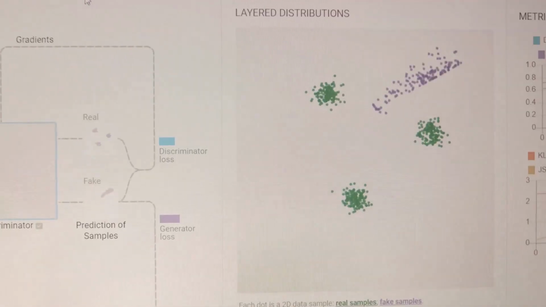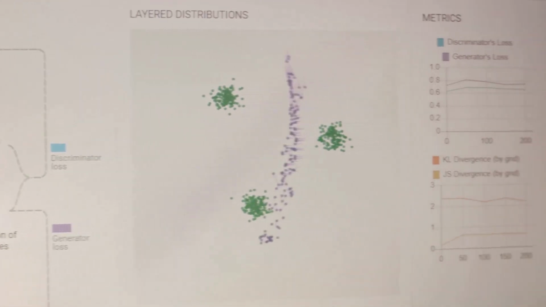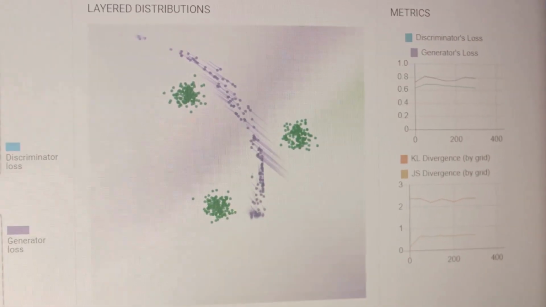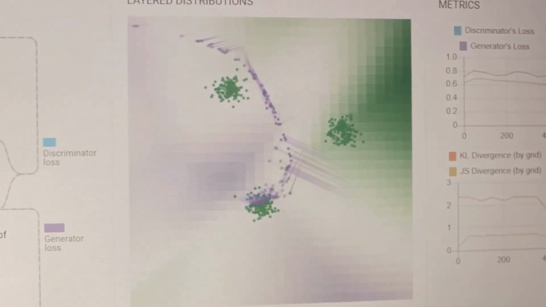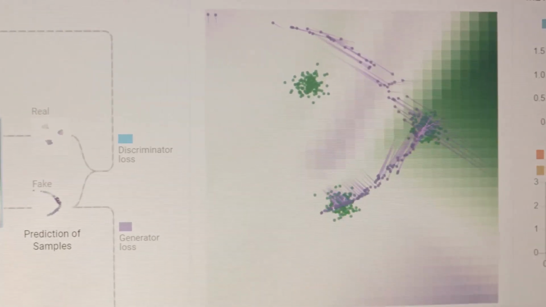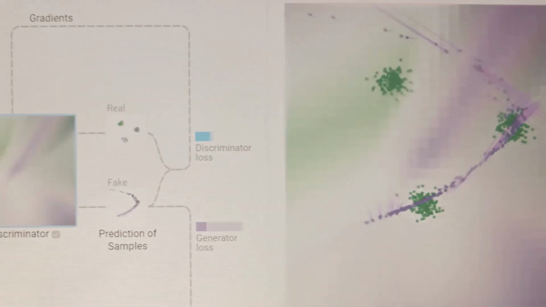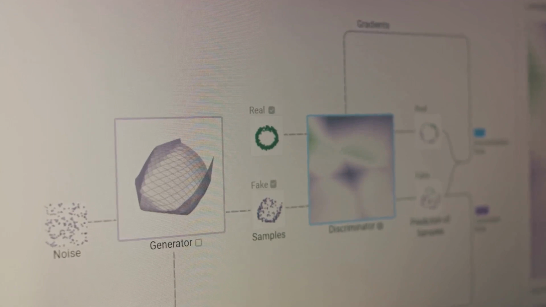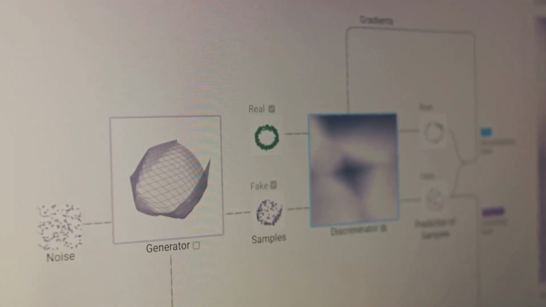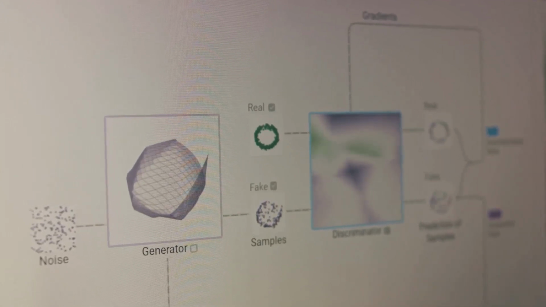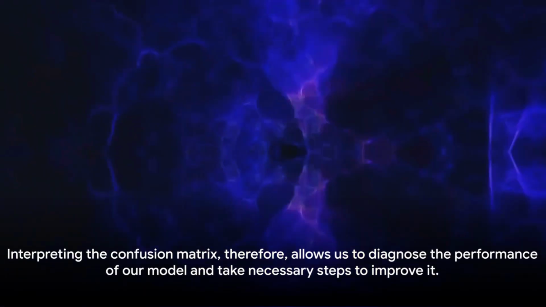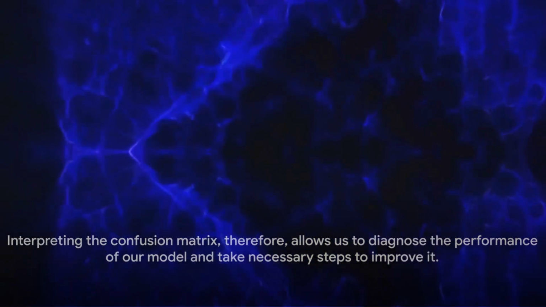And here's the brilliant part. The confusion matrix doesn't just help us diagnose these issues, it also guides us on the steps we need to take to improve our model. For example, if we notice a high number of false positives, we might need to adjust our model's threshold for classifying a positive instance. Interpreting the confusion matrix, therefore, allows us to diagnose the performance of our model and take necessary steps to improve it. It's the compass guiding us through the complex terrain of machine learning.